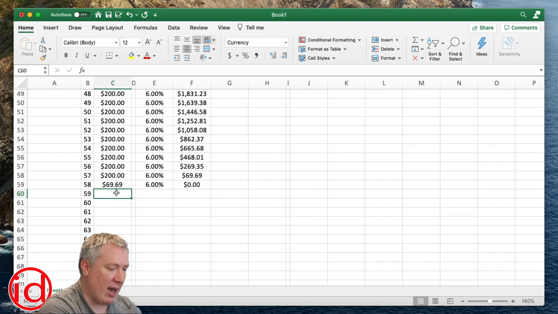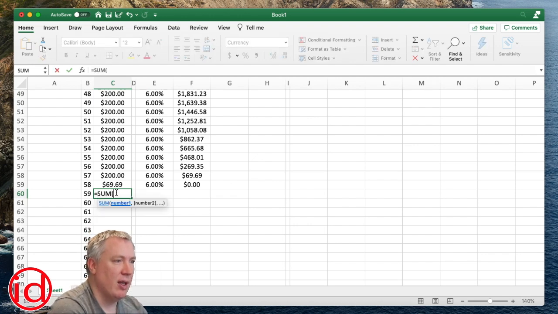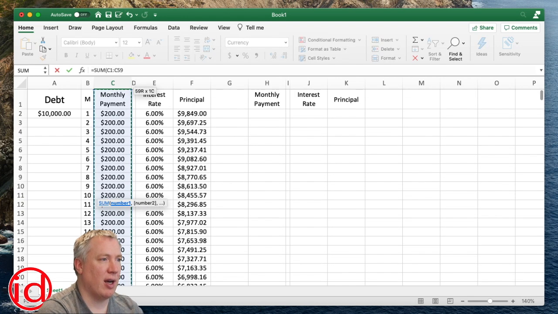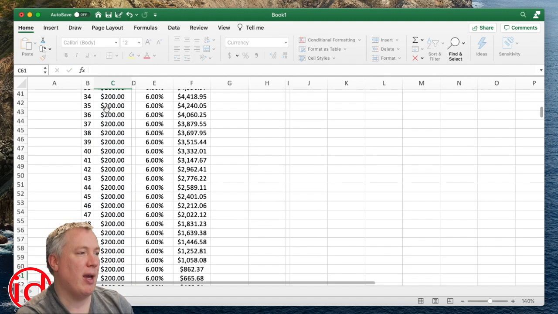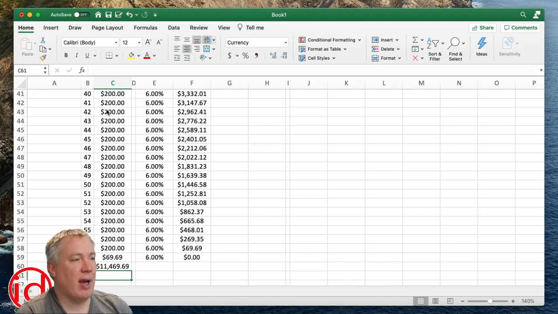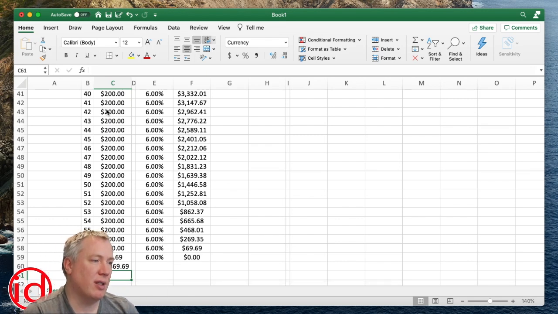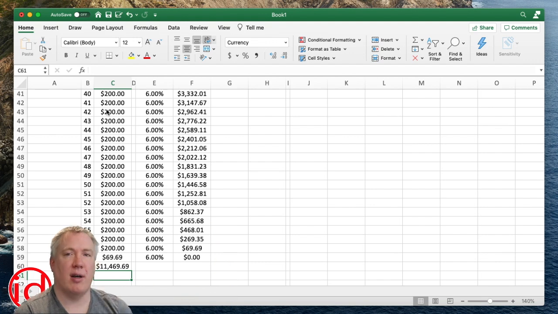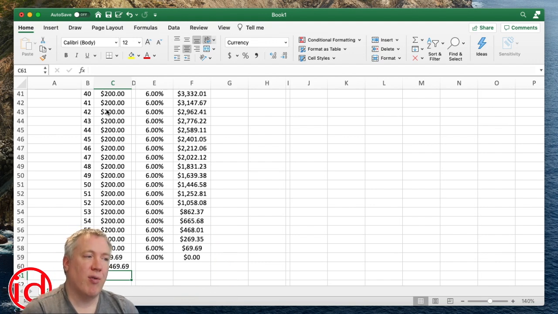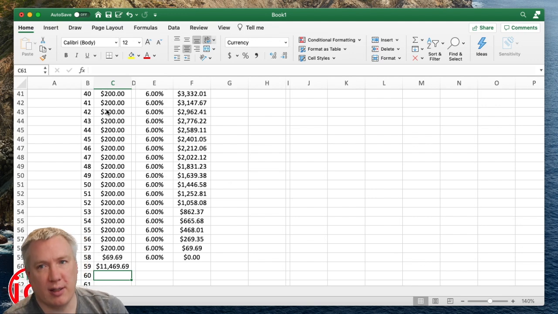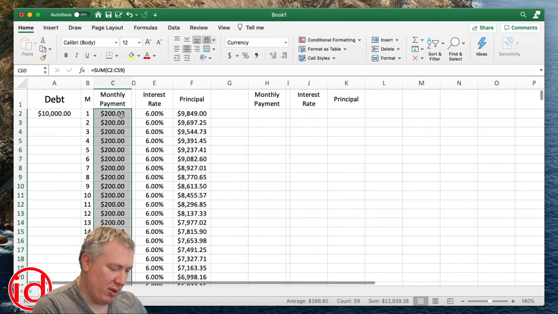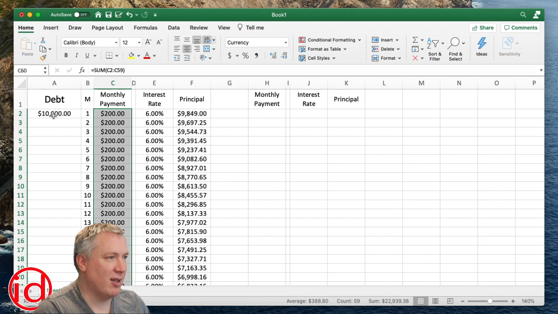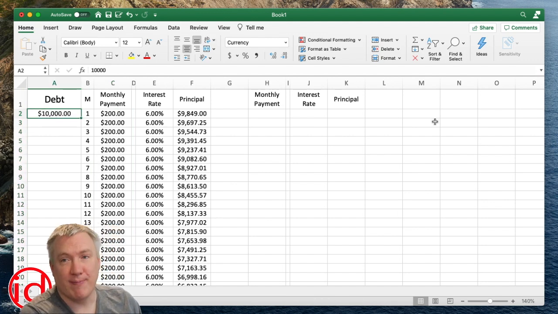Now, if we were to add up, so I'm going to put equals sum, and then I'm just going to click here and drag all the way to the top. Okay, and I'm going to add up all those payments. How much did I actually pay off? Well, I actually paid them back $11,469. We would say that the cost of this loan is the difference between that and what I borrowed. If you borrowed $10,000, then the cost of this loan is $1,469.69.